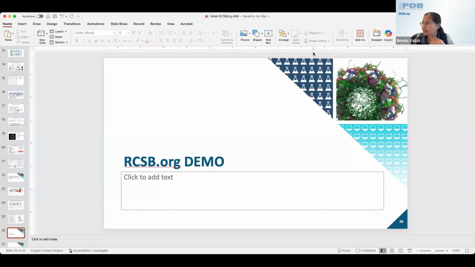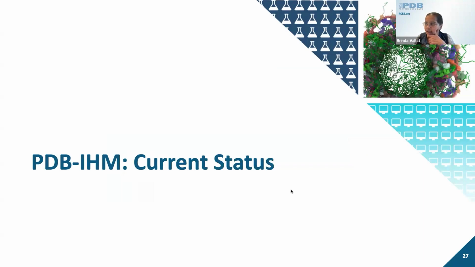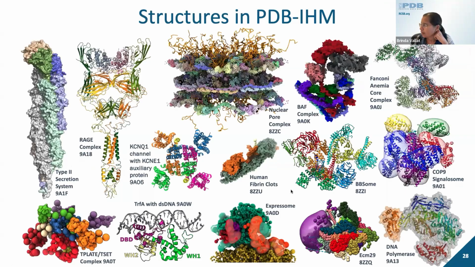All right. So we are close to the time, so I will focus just on wrapping up at this point so we can open it up for questions. I have some slides about the current status, but I don't want to focus on that now. This is just a snapshot of different kinds of structures that we have in PDB-IHM, but you'll be able to explore it on your own and understand these structures.